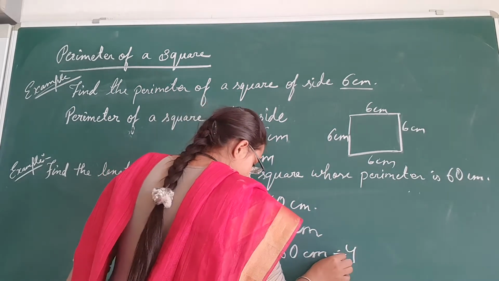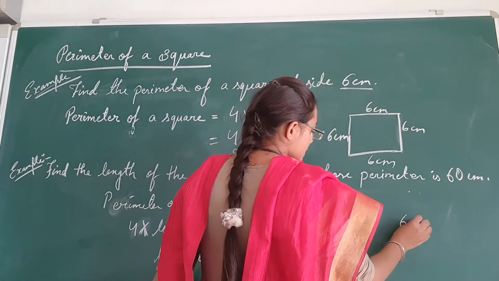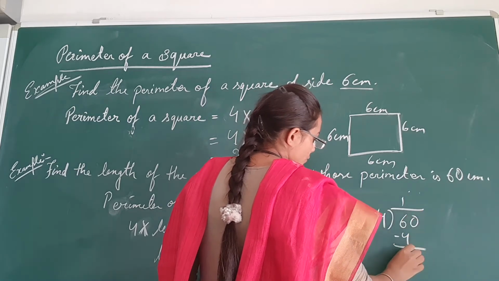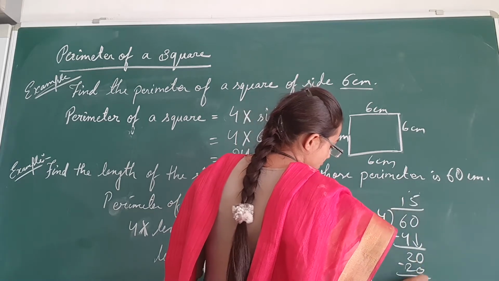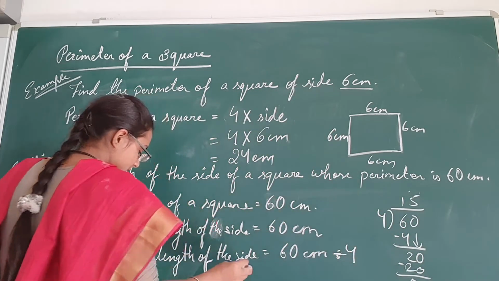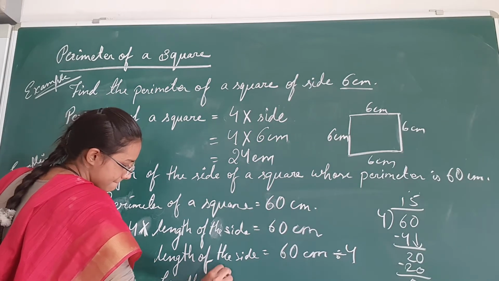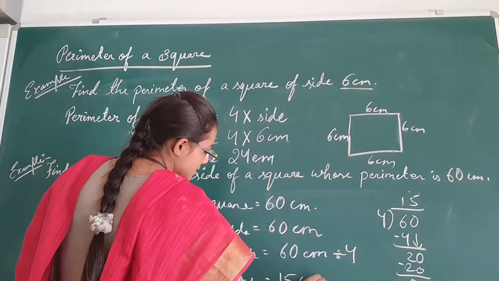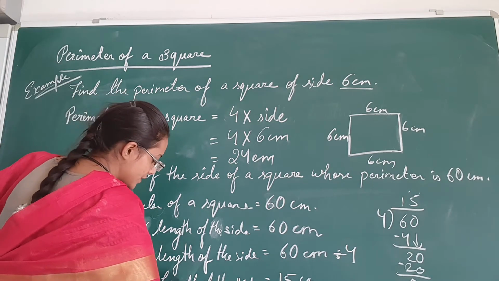So when you divide it by 4, what will you get? Let us see. 60 divided by 4. 1s are 4, 2 will be left over, 0 comes down, 5s are 20. So the length of the side is equal to 15 centimeter. Okay. Length of the side of the square, you can write here.